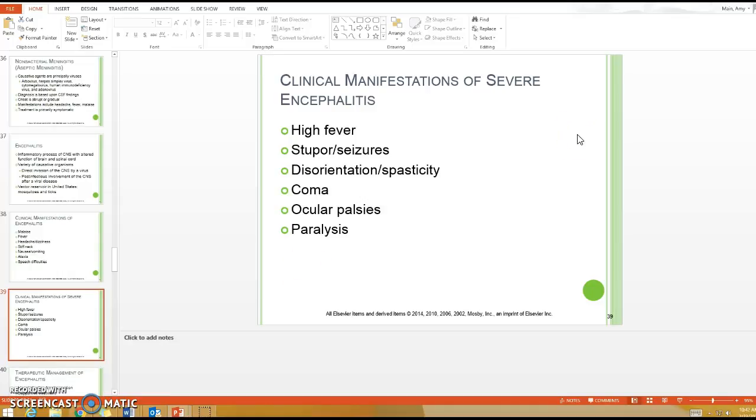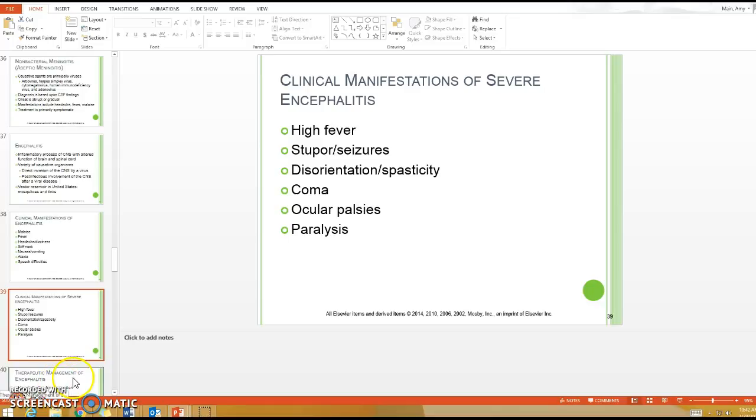If it's a case of severe encephalitis, you're going to see that high fever, you're going to see stupor, seizures, you'll see spasticity of the muscles, and I've got some videos coming up in another section that shows you what spasticity is. Disorientation, they may go into a coma. Ocular palsies, so that is going to be jittering of the eyes. In other words, the eyes are twitching and they cannot control where they're focusing, and possible paralysis.